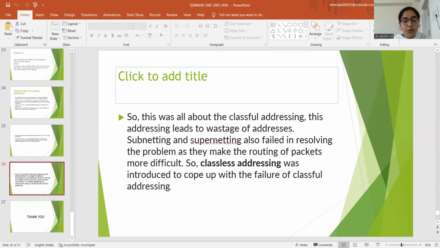So this was all about classful addressing. This addressing leads to wastage of addresses. Subnetting and supernetting also fail in resolving the problem as they make the routing of packets more difficult. So classless addressing was introduced to cope with the failure of classful addressing.